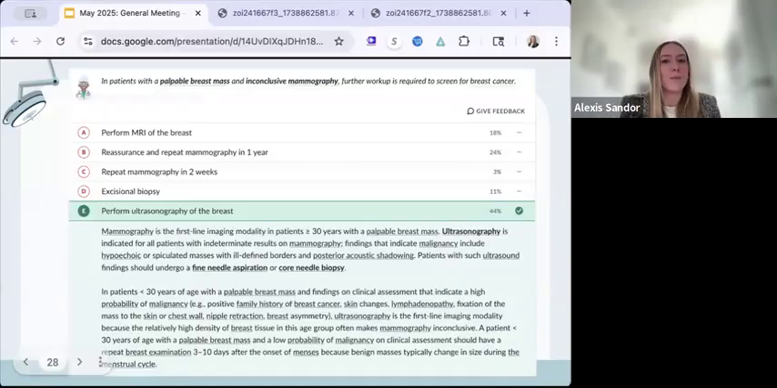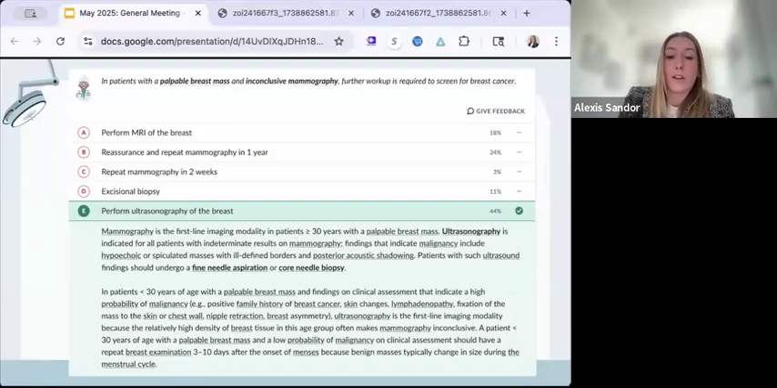So mammography is first-line imaging for patients who are over 30 years old with a palpable breast mass. Ultrasound is indicated for all patients with indeterminate results on mammography. And findings that indicate malignancy include hypoechoic or spiculated masses with ill-defined borders and posterior acoustic shadowing. So patients with such ultrasound findings should then undergo a fine needle aspiration or a core needle biopsy.